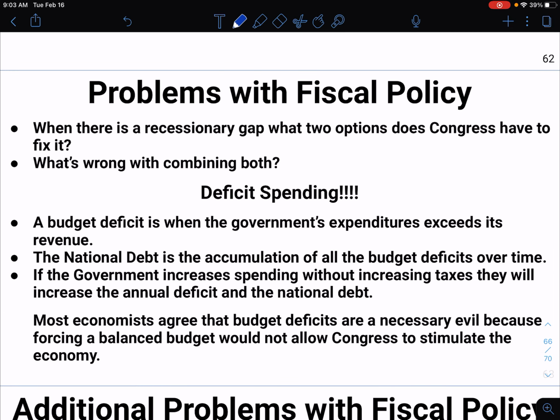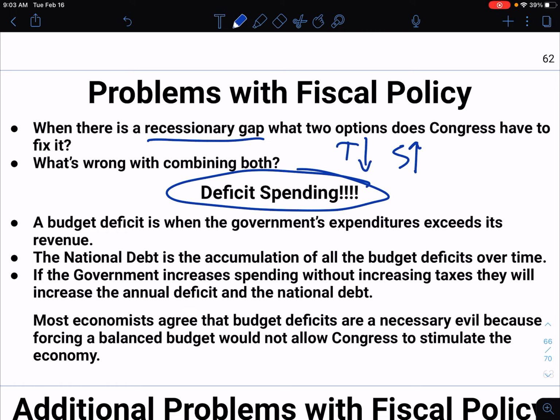First of all, if there's a recessionary gap, then we're going to have deficit spending. Okay, so if taxes go down and spending goes up, then unless we started with a massive surplus, we're going to push ourselves into deficit spending. Now, we should know by now that a deficit is when spending exceeds revenue. So remember, revenue for the government is taxes and spending is spending. So if spending exceeds tax revenue, then we have a budget deficit.